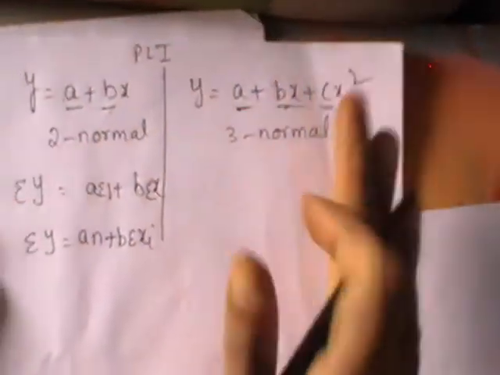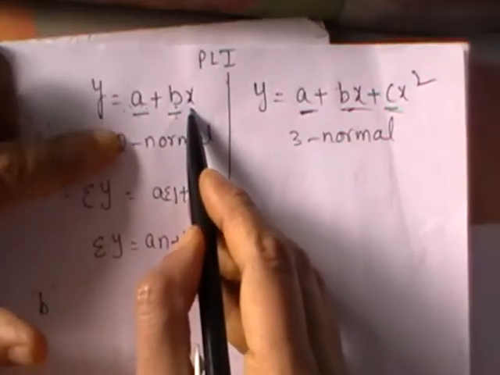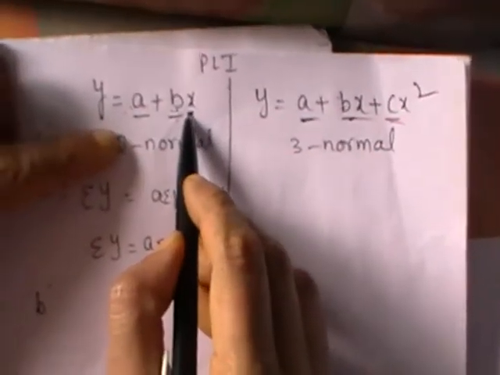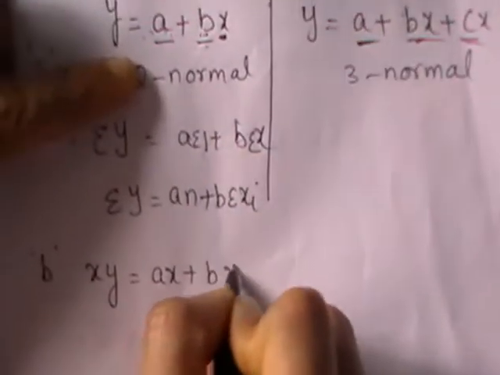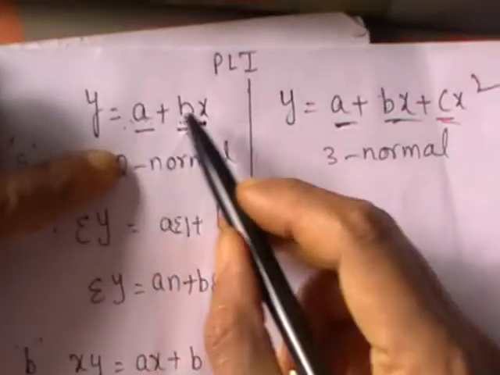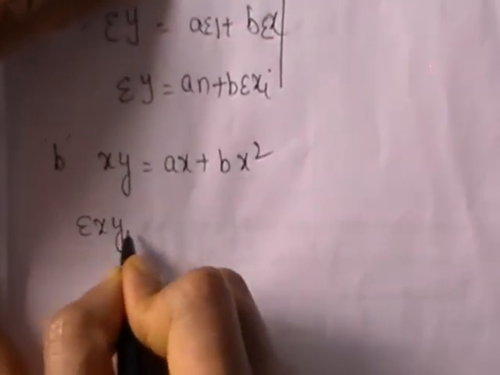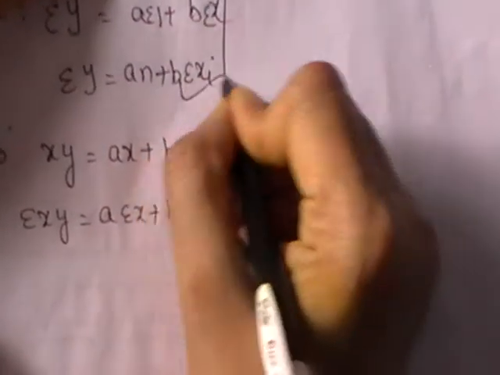Take out your notebook, straight line. This is the normal equation with respect to a. Now with respect to b, what is the coefficient of b here? x is the coefficient, am I right? The same equation you multiply with this coefficient on LHS and RHS: xy is equal to ax plus bx square. Now take a summation on both sides. I think this is the second normal equation.